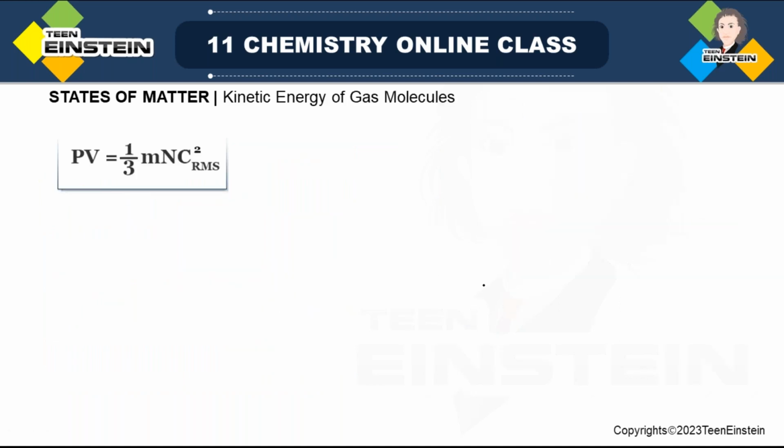Now we will see some terms. Derivation we will not do, that is not required, but to solve questions you should have some idea about these terms, and that we are going to see now. So here you can see this PV product, P into V, that is equal to 1 by 3 m N times the square of the root mean square velocity.